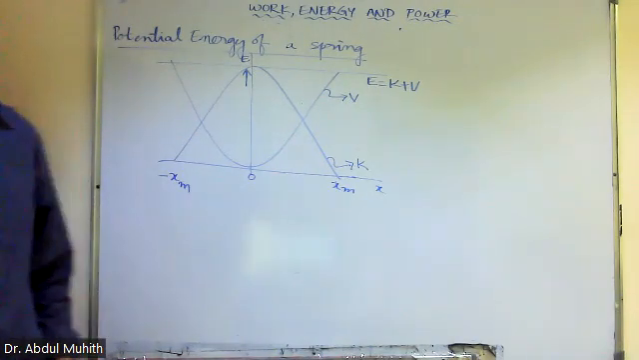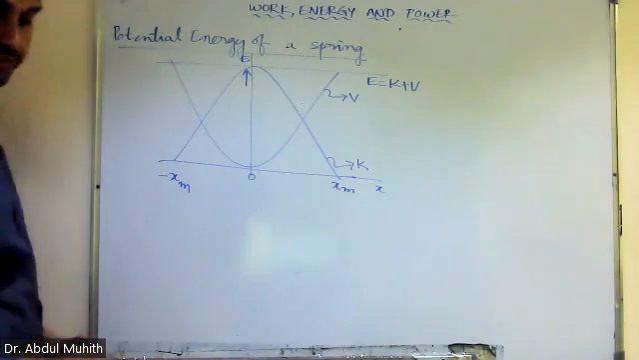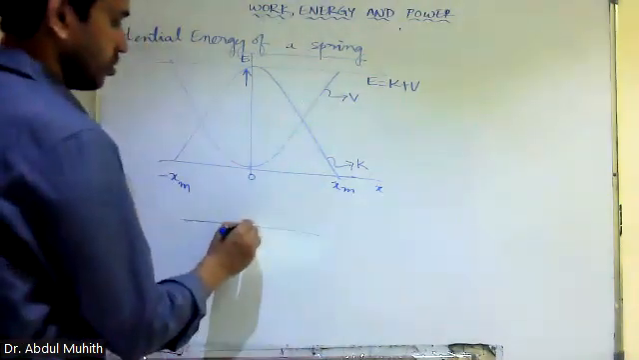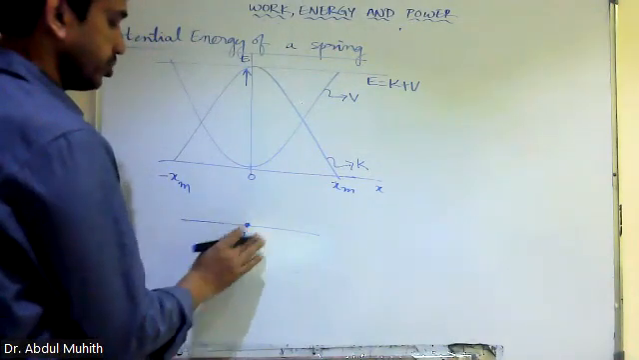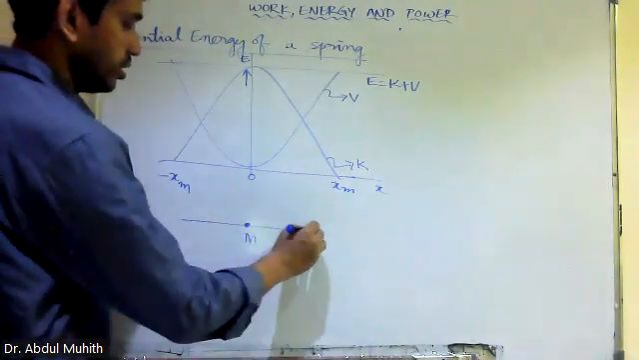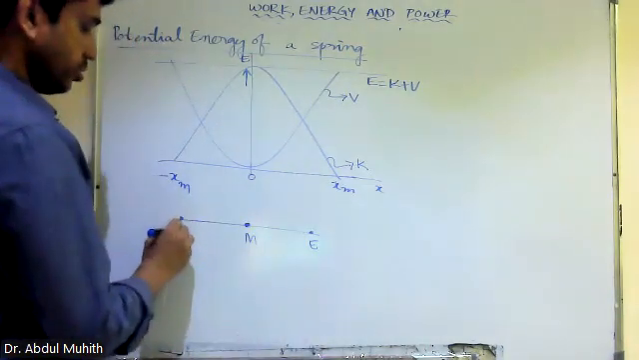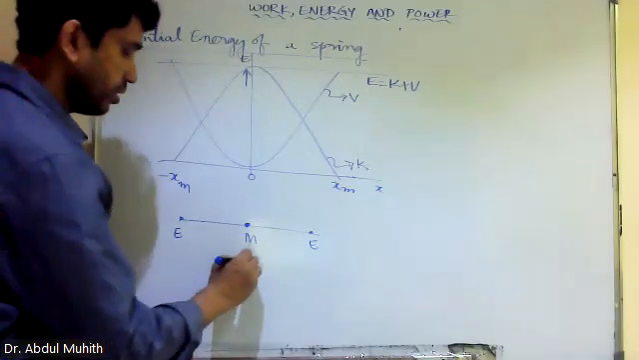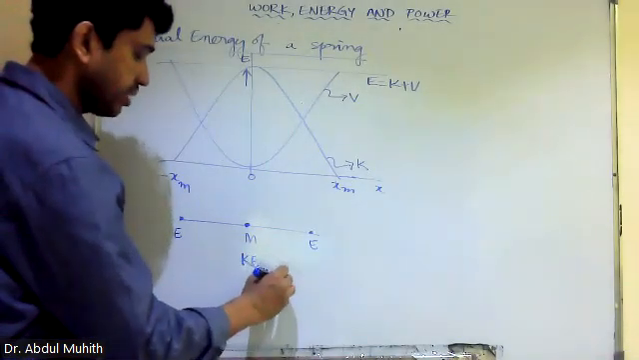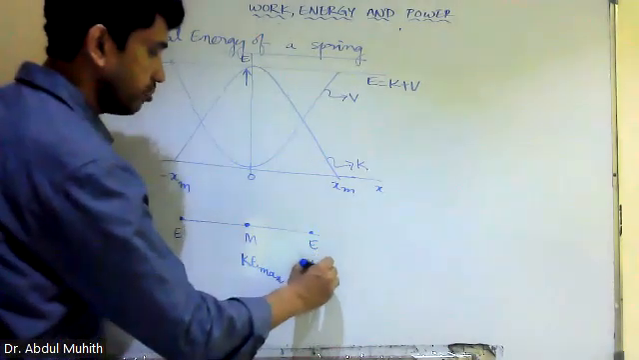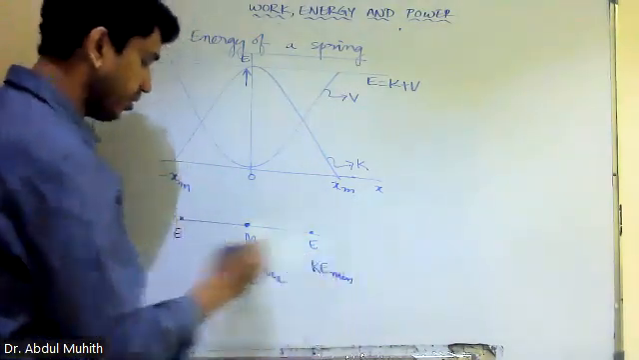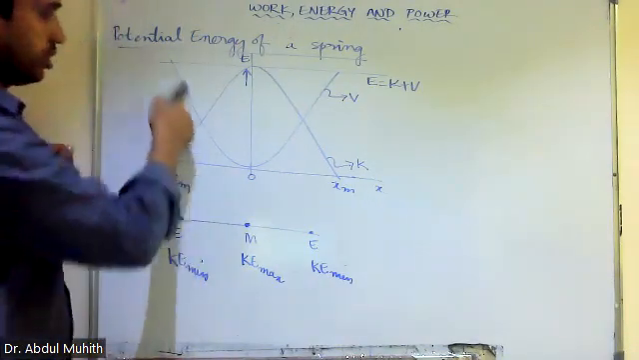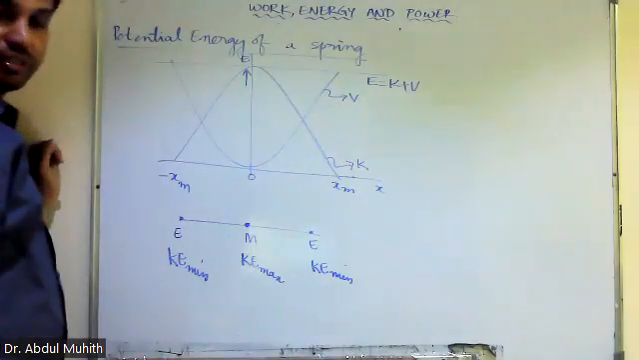Now, next, various forms of energy. Sir, can you explain the graph? See, this is the mean position and this is the extreme position. Kinetic energy is maximum here, and kinetic energy is minimum at the extreme positions. Do you agree with this? So this is the graph. Got it?